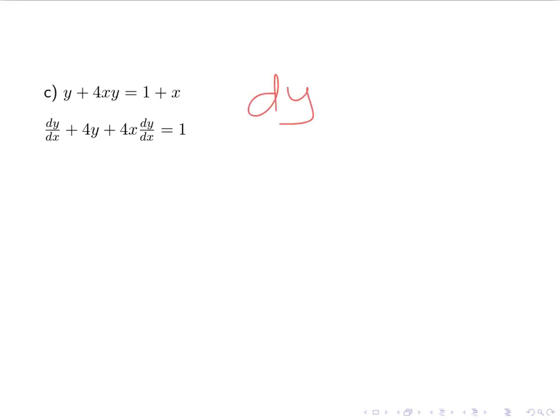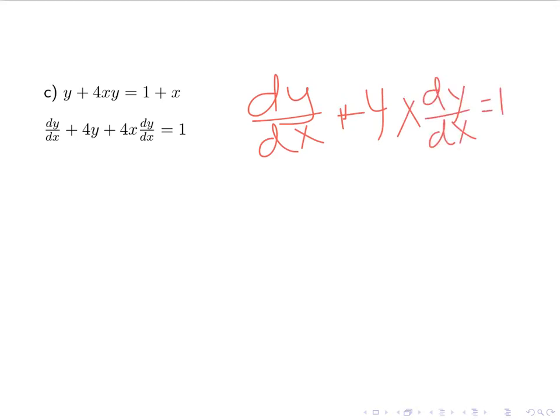So I have dy/dx plus 4x dy/dx on one side, and I'll subtract the 4y to the other side. Right, solving equations 101: put everything with your variable, which is dy/dx, on one side, everything without your variable on the other side. Now, since everything on the left has dy/dx, I can factor it out.